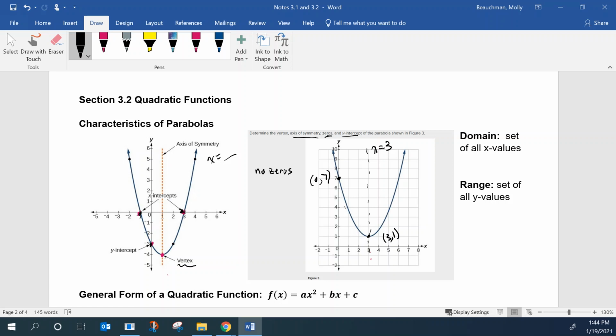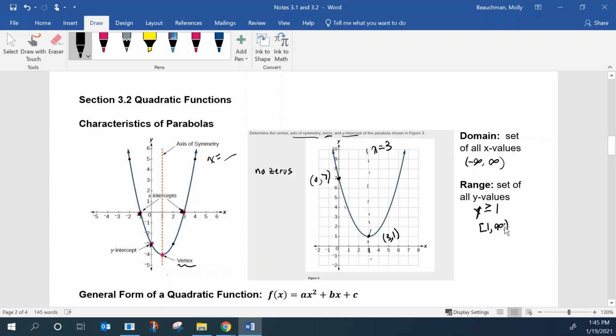The domain and range of a quadratic function: the domain refers to the set of all x values that are possible. You can put any x value in and get an output. So the domain is all real numbers. The way to write that in interval notation is negative infinity to infinity. The range will be limited. It's the set of all y values that are the outputs. Notice this parabola has a minimum point at 1 and nothing below that. So the range is all y values greater than or equal to 1, or in interval notation, from 1 to infinity.